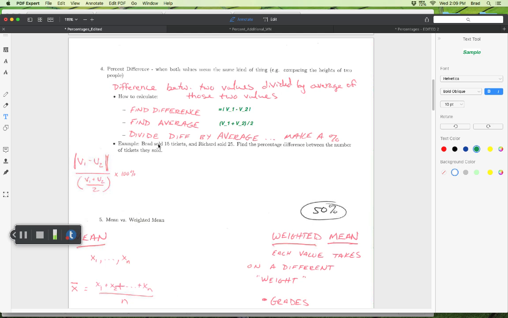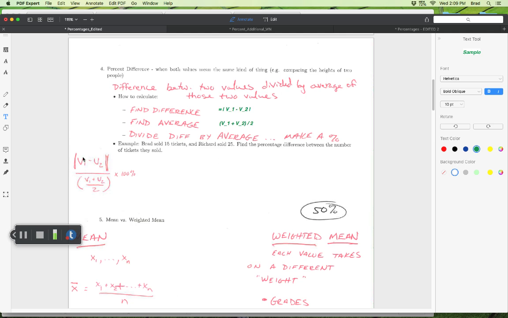So let's look at our example. Oh, Brad shows up again. I'm a little vain, apparently. Brad sold 15 tickets and Richard sold 25. All right, there's no need for that comma there, and it's going to bother me. All right, find the percentage difference between the number of tickets they sold.